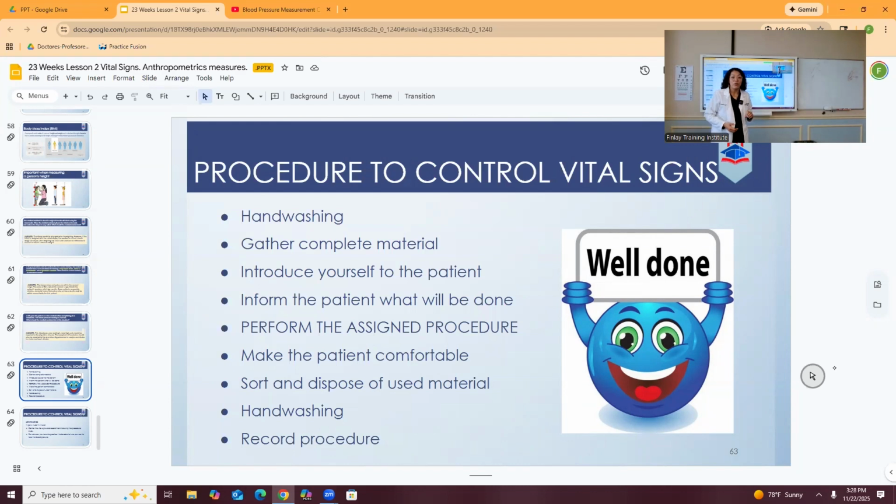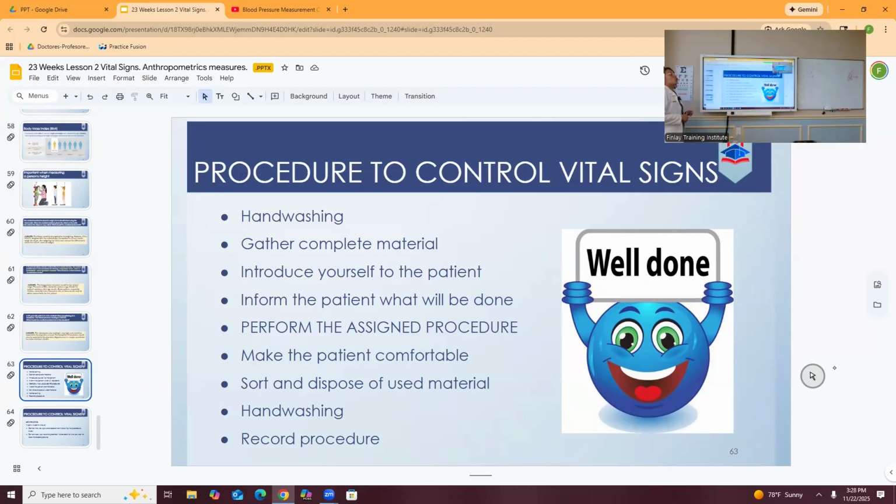Just make sure that you have all the instruments that you will need to take the vital signs. Blood pressure, a sphygmomanometer, stethoscope, temperature, thermometer, and pulse ox. So you can make sure that you take that pulse ox, okay?